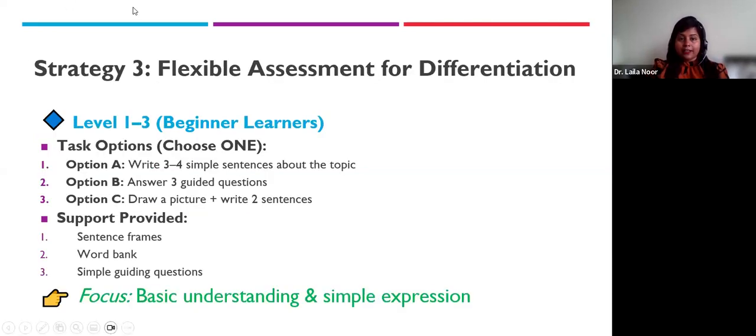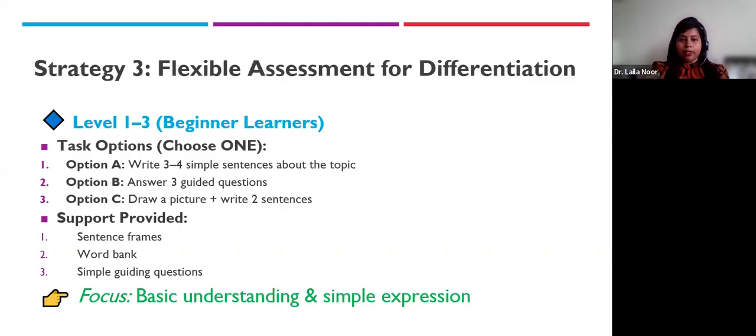So our third strategy is flexible assessment for differentiation. So we have supported our students. Now it's time to assess their knowledge, how far they understand and how far they can demonstrate that knowledge. Okay. For this, we can also remember that based on proficiency level, it will be different.